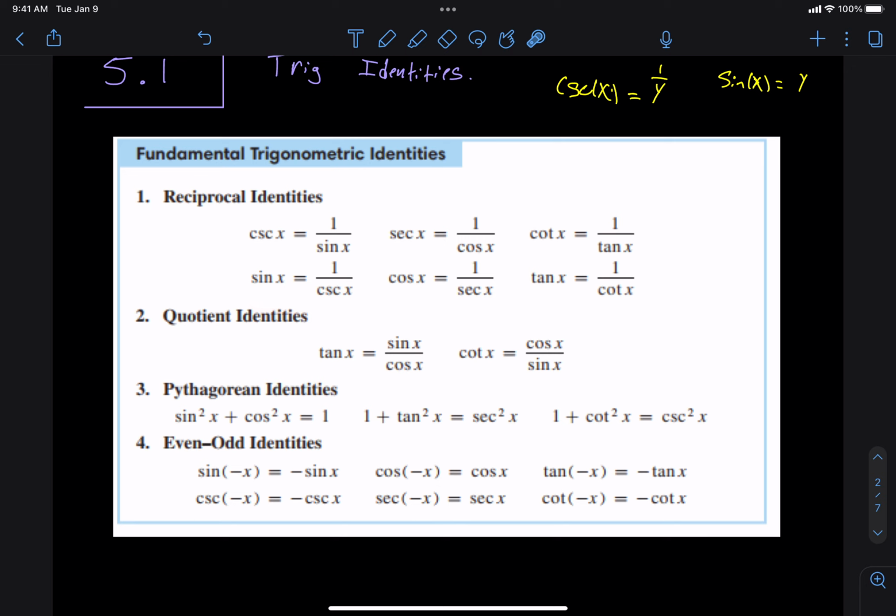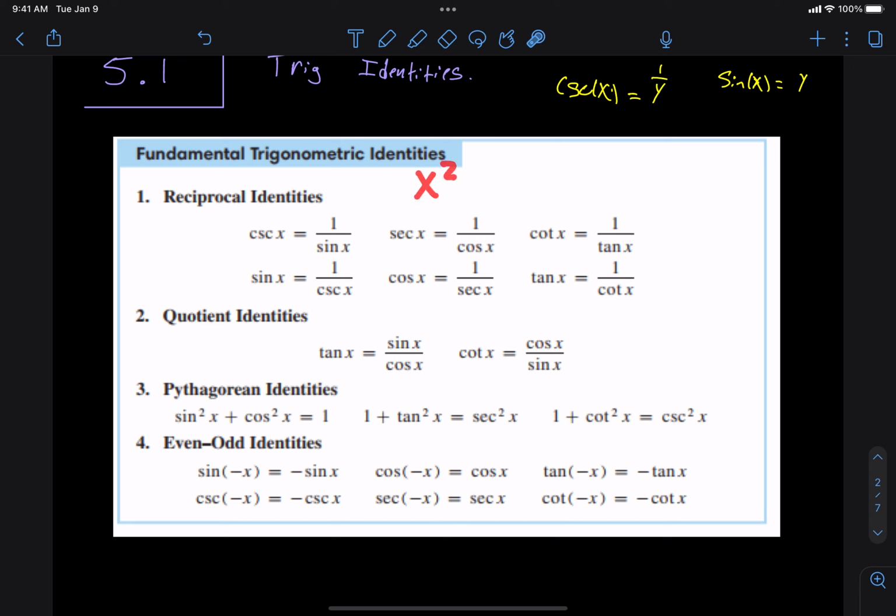And likewise, there's a similar identity for secant and cosine, and also cotangent and tangent. Okay, and why do we call them identities? This is an interesting question that was raised before class. What is the difference between an identity and an equation?